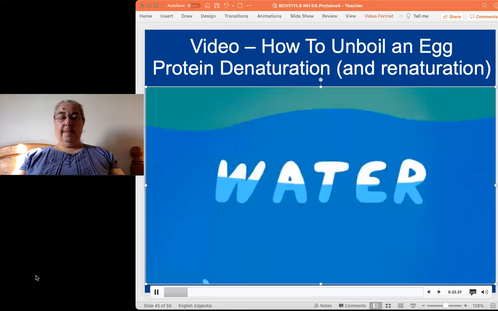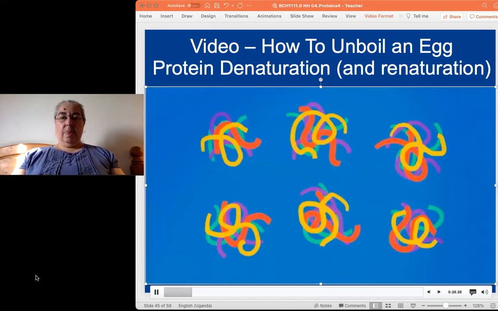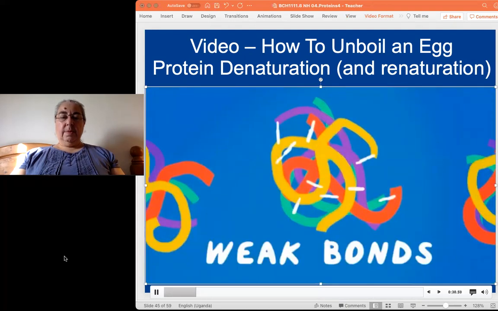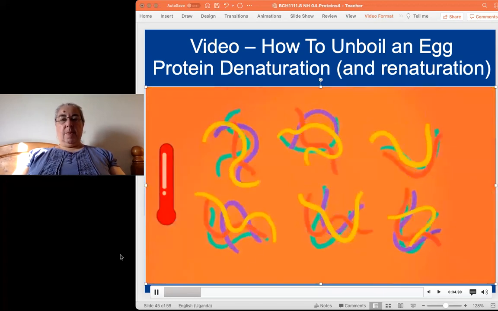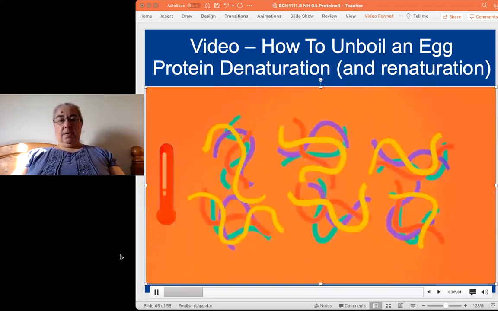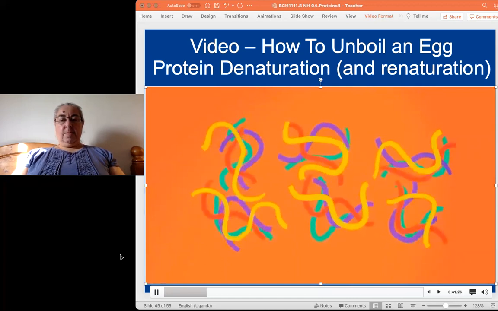Eggs are mostly made of water and proteins. The proteins start off folded up into intricate shapes, held together by weak chemical bonds. Adding heat disrupts those bonds, allowing the proteins to unfold, uncoil, unwind, and wiggle freely. This process is called denaturing.